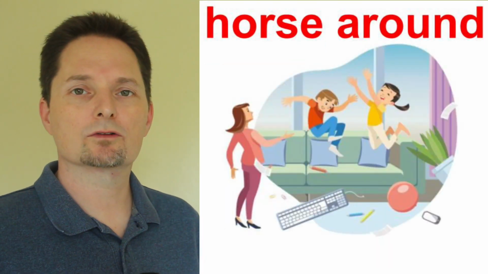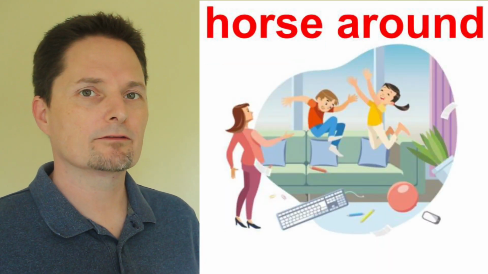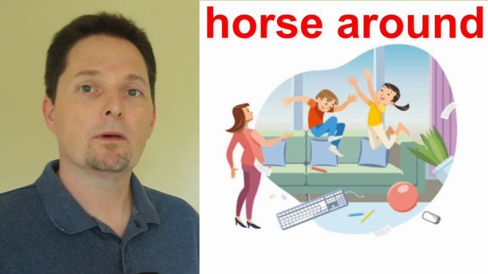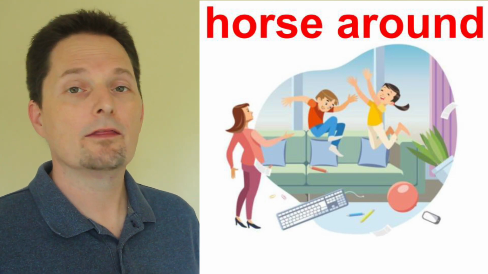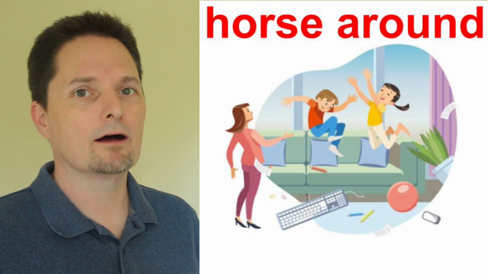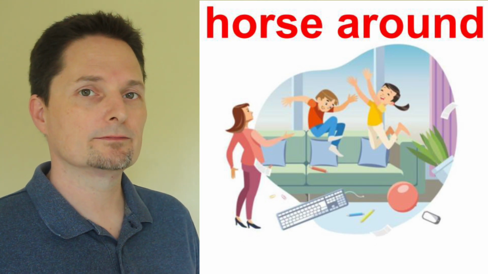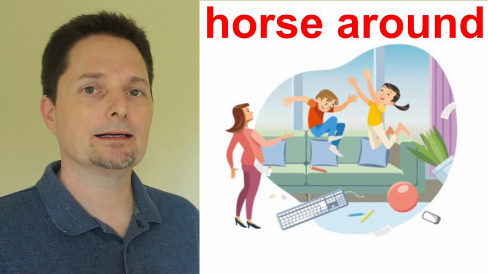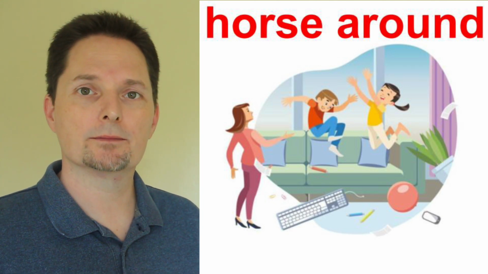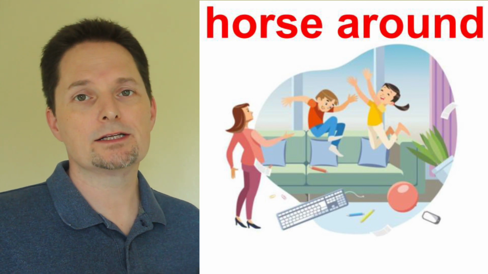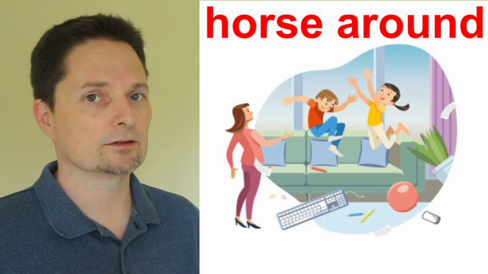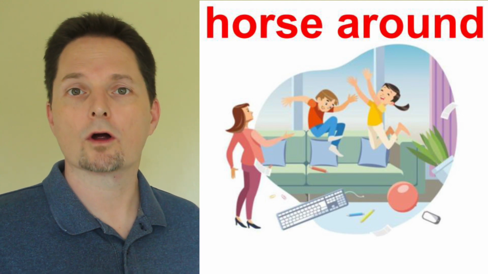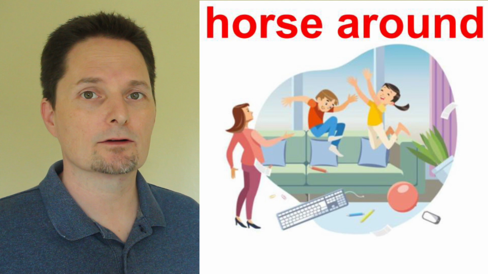The first one is horse around. When children play rough, when they push each other and jump on the bed, but it's for fun. They're not fighting. They're just having fun. They're playing rough. They're horsing around. So horse is a verb here. It's an action. My kids horse around sometimes. Right now, these children are horsing around. So I tell them, no horsing around. Or don't horse around inside the house.